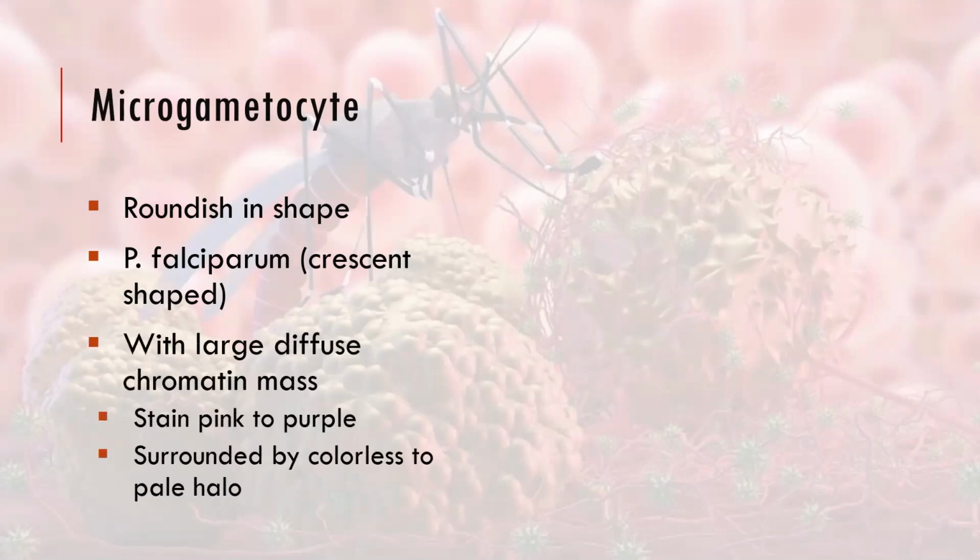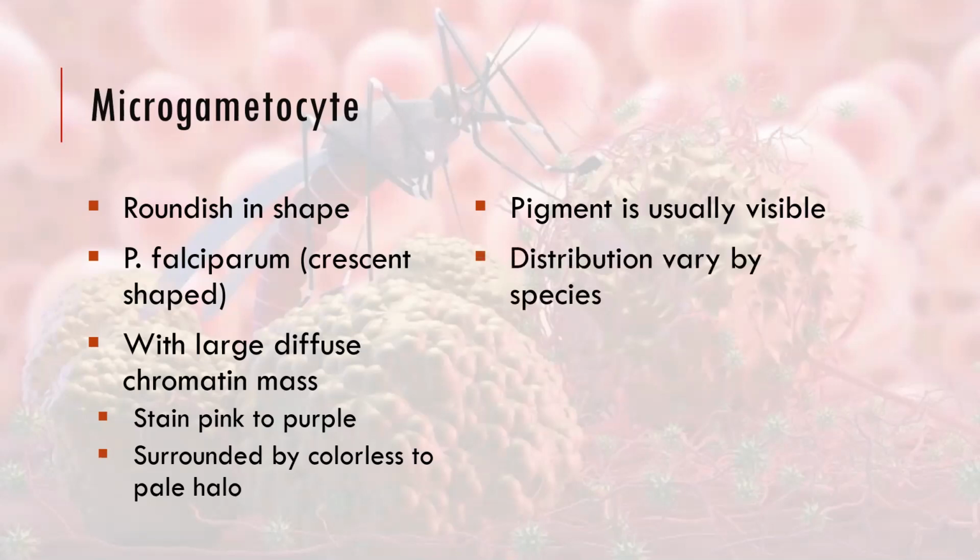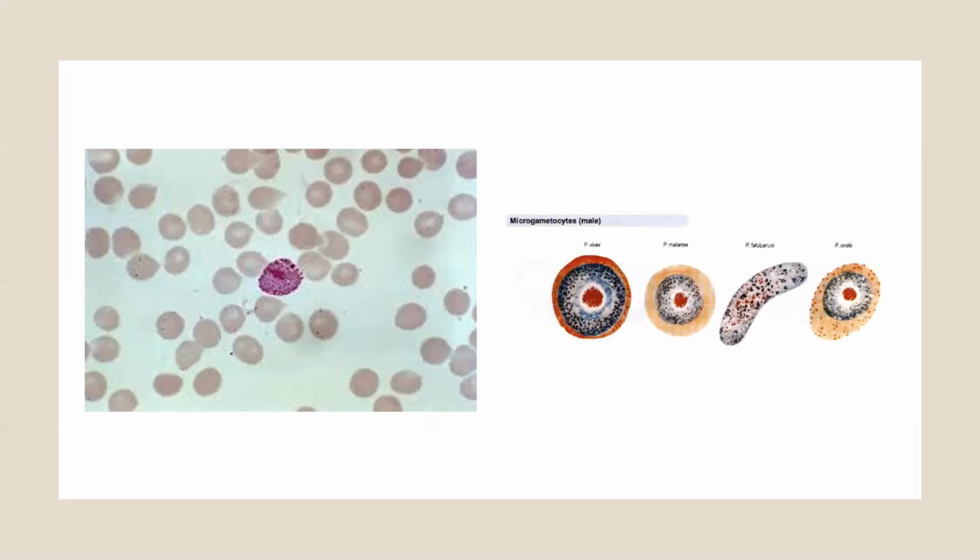Okay? There's a large diffuse chromatin mass that stains pink to purple, surrounded by a colorless halo. Usually visible, distribution varies among species. Ayan. That is an example of the microgametocyte of Plasmodium vivax. Ito naman, yung falciparum, banana shape.